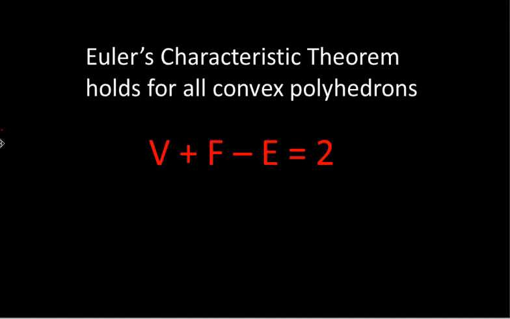To prove that Euler's characteristic theorem holds for all convex polyhedrons, not just the regular polyhedrons that we've looked at in class, we're going to use the result of the last video, the fact that all planar graphs do satisfy the characteristic equation. First of all, though, let's see what a convex polyhedron is.